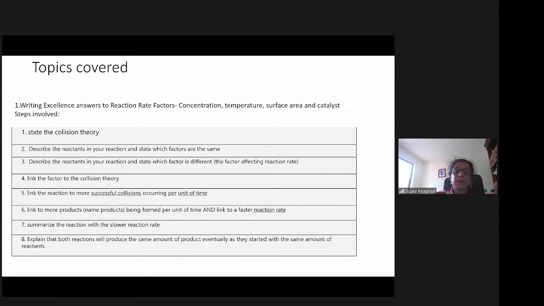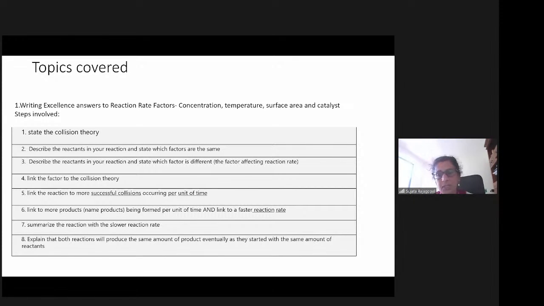Now, when you give an answer on surface area or concentration, please ensure you refer to the reactants given in the question paper. If you write a general answer, it looks like you have rote memorized it and you wouldn't get any credit or points for it. So please refer to the reactants that are taking part in the reaction.